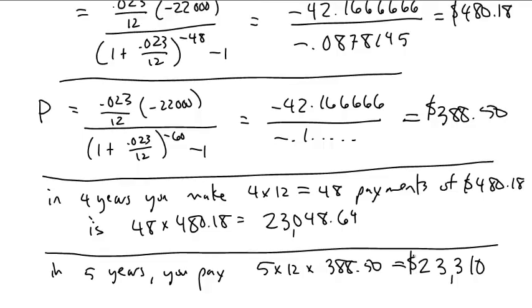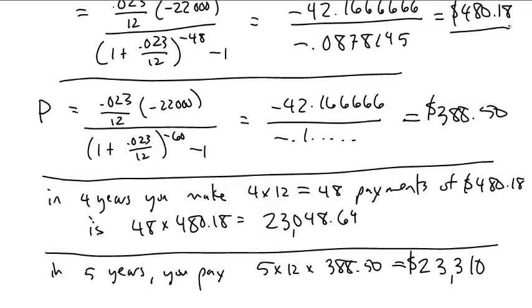Here's the thing. What it means is, if you get the 4-year car loan, you pay $23,048.64 for a $22,000 car. You end up paying $1,000 and almost $50 more than the cost of the car. It would be better to just pay $22,000 in cash. It would be lovely to have $22,000 in cash in your pocket. What's that? You don't have $22,000 in cash in your pocket? Hey, I don't either. That's why it's so lovely to pay $480 a month instead.